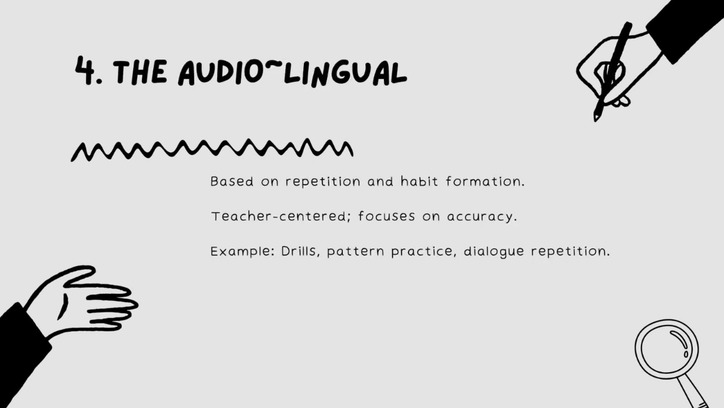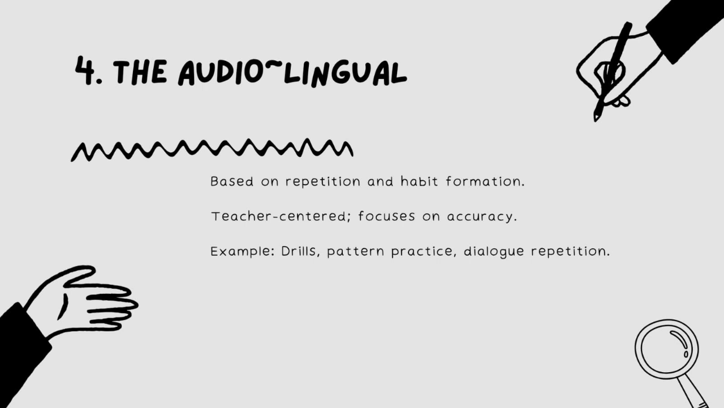The fourth method is the audiolingual method, which was very popular in the 1950s and 1960s, especially for teaching foreign languages. This approach is based on repetition, habit formation, and imitation. The idea is that students can learn correct language patterns through repeated practice.